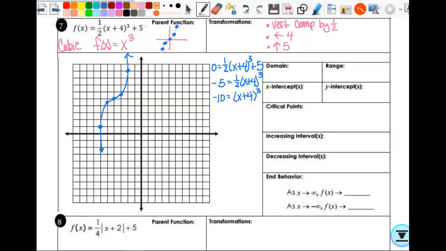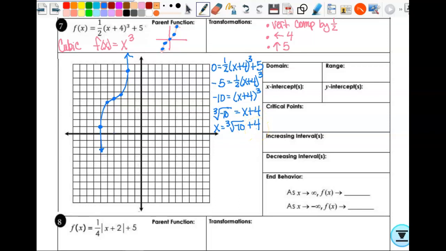How do you undo a cube? Cube root. Can you take the cube root of a negative number and get a real number? Yeah. So I've got the cube root of -10. Do you know what that is? Nope, me either, and it's a decimal, so we don't care. That's equal to x plus 4. So I subtract 4, and I get x equals cube root of -10 plus 4.